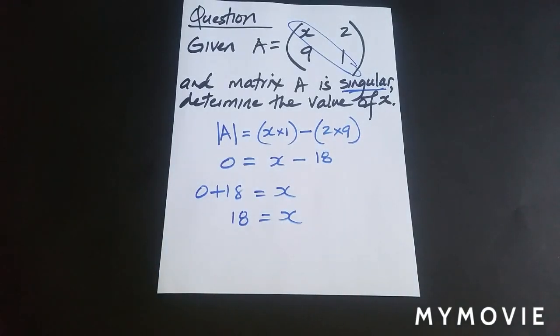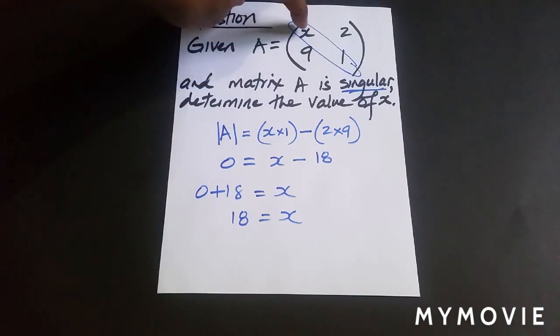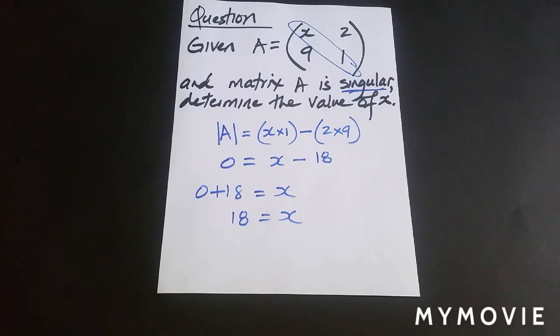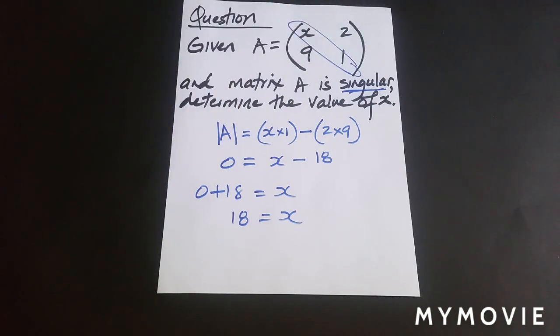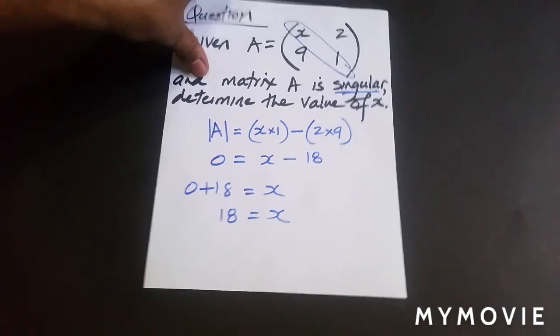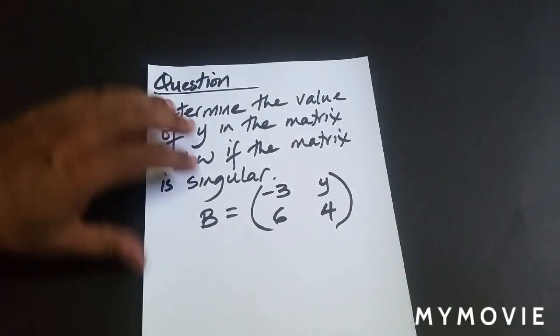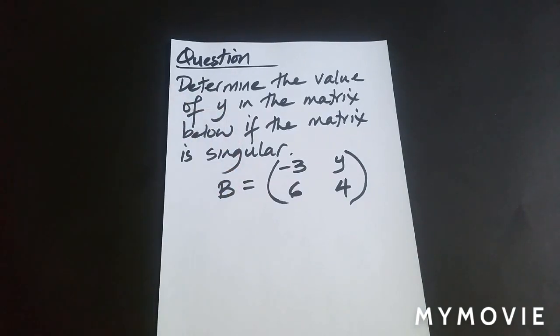And it makes sense there. So why does it make sense? Because if we replace x here and put 18, 18 times 1 is 18, minus 9 times 2, which is 18, would give you 0. So it makes sense. So this is how you'd approach doing a question like this, that is focusing on singular matrices. And of course, if a matrix is singular, the determinant must be equal to 0. Next question. And we're going to actually close off the video with this one.